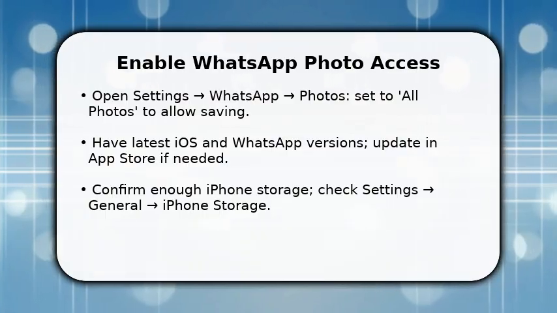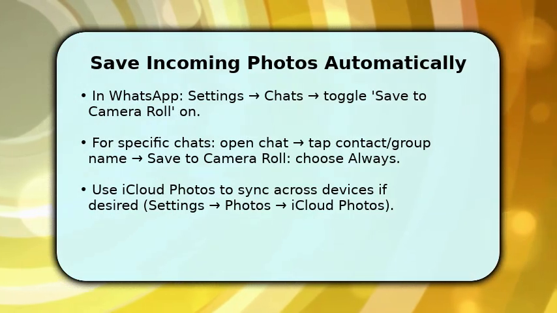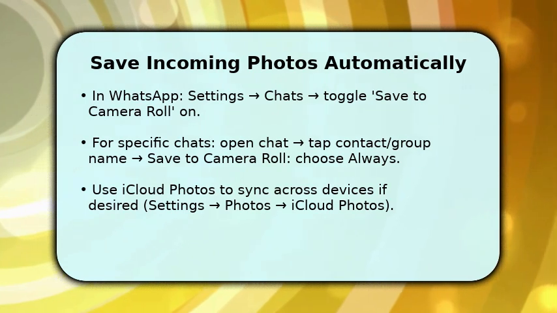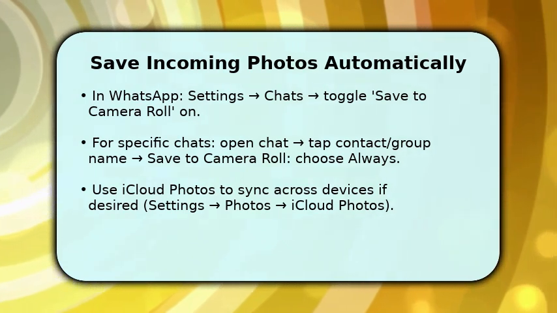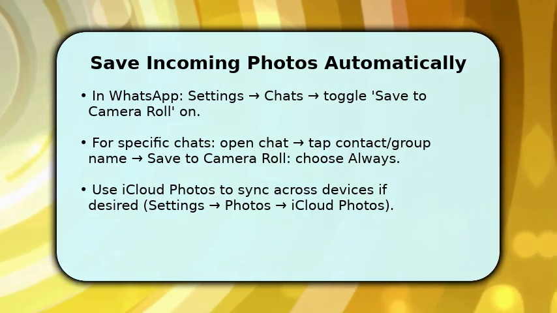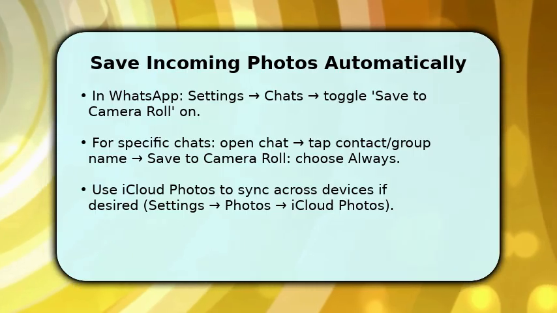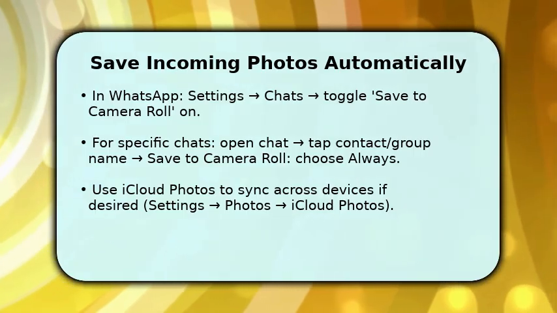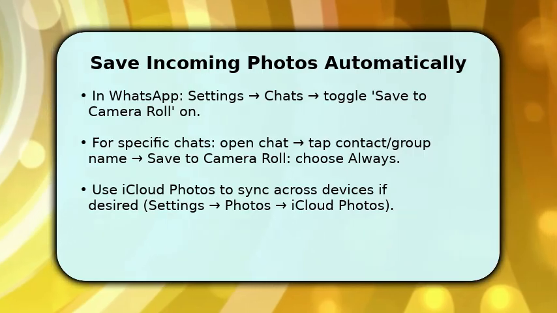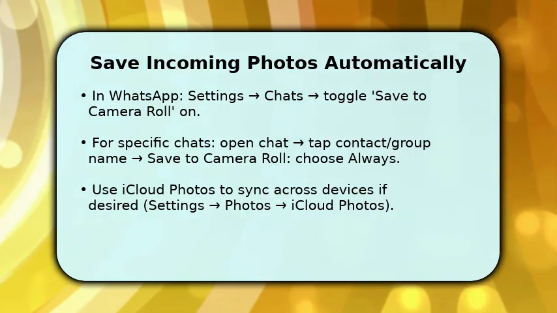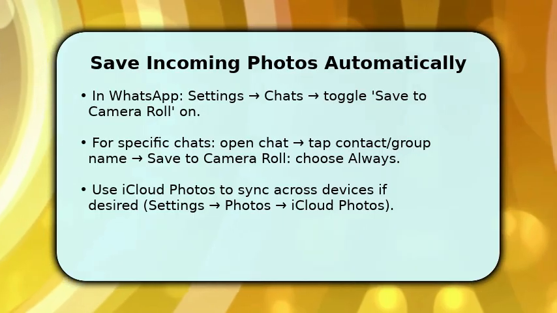albums from chats. Next, configure WhatsApp to write photos into your Photos app. Open WhatsApp, go to Settings, then Chats, and toggle Save to Camera Roll on. This saves all incoming media. If you prefer per chat control, open a chat, tap the contact or group name, select Save to Camera Roll, and choose Always for that conversation.